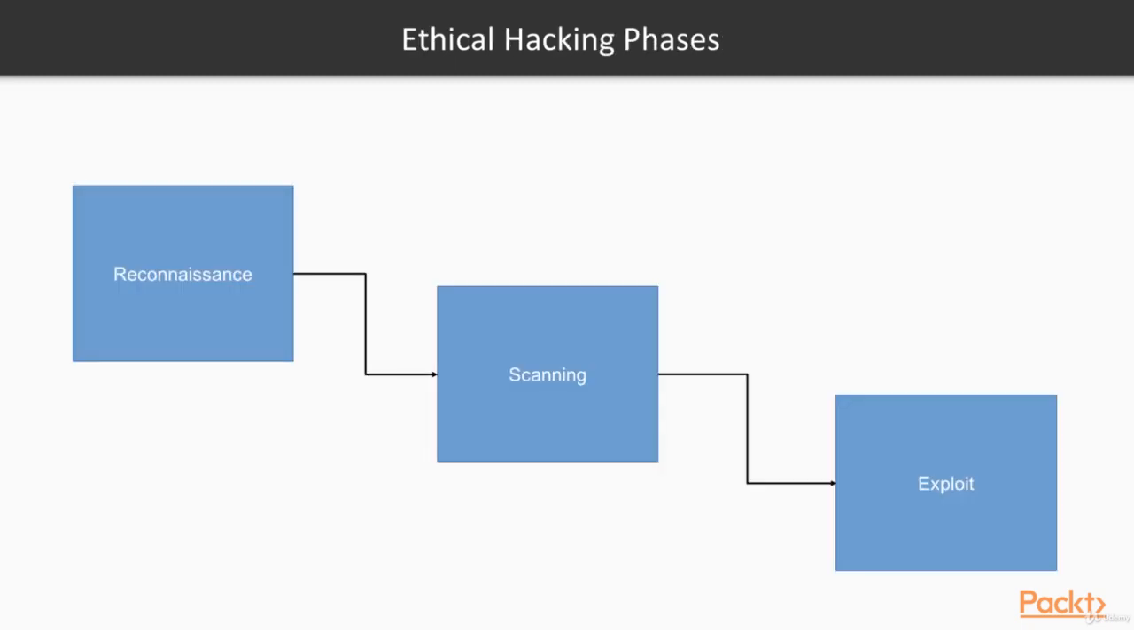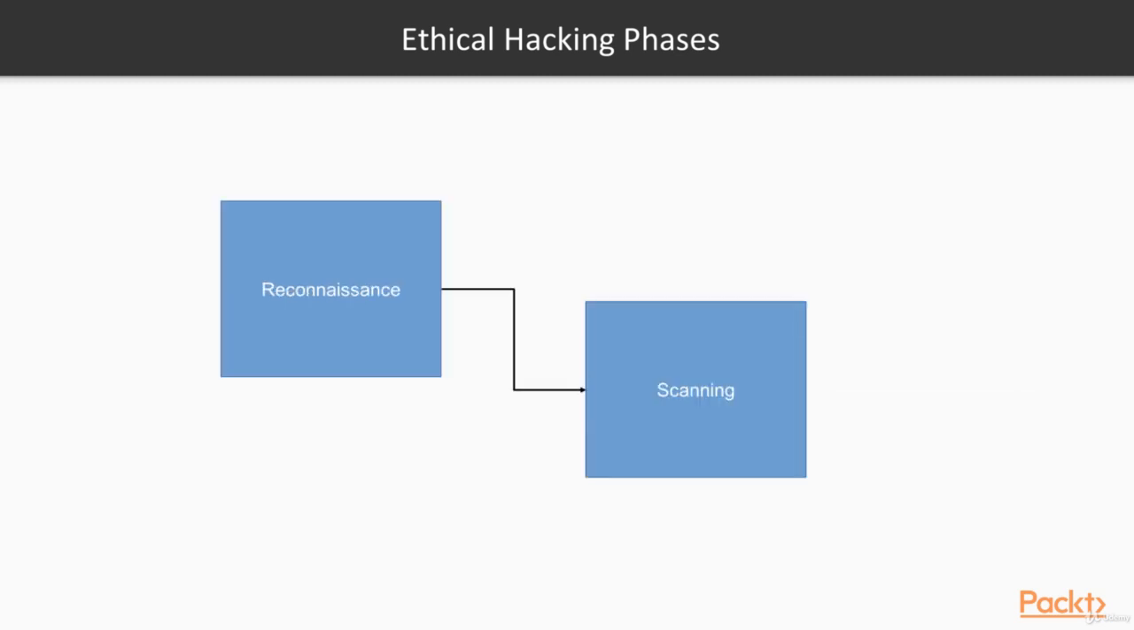What is reconnaissance? Reconnaissance is the gathering of information on targets to penetrate or exploit using various methods. In this course, we're going to break up ethical hacking into 3 phases. Reconnaissance being the first phase, scanning being the second phase, and finally, exploitation in the third phase. We're going to put reconnaissance and scanning in the same section.